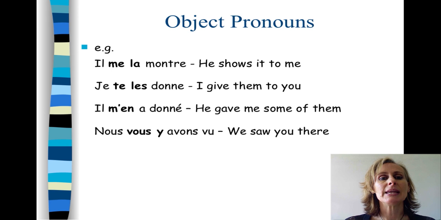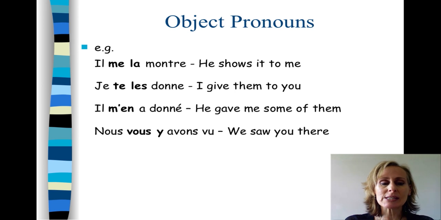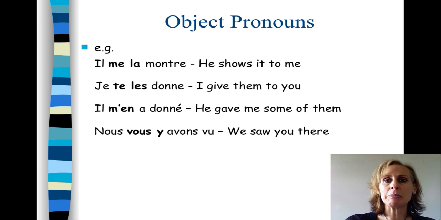Okay, here are some examples. Il me la montre. He shows it to me. Je te les donne. I give them to you. Il m'en a donné. He gave me some of them. And note here that those pronouns are coming before the auxiliary, a donné. They don't come before the past participle, they come before the conjugated verb, which in this instance is avoir, the auxiliary verb, which is the pertinent part of the passé composé that we're interested in. Nous vous y avons vu. We saw you there. And again, they're coming before the avons.